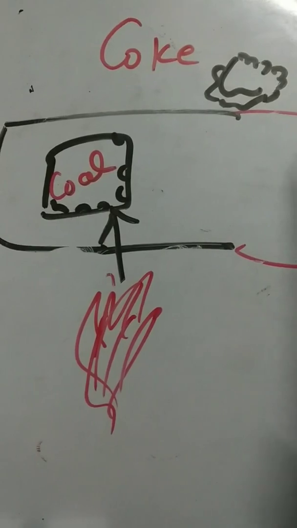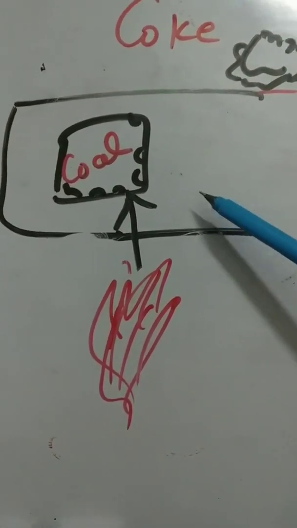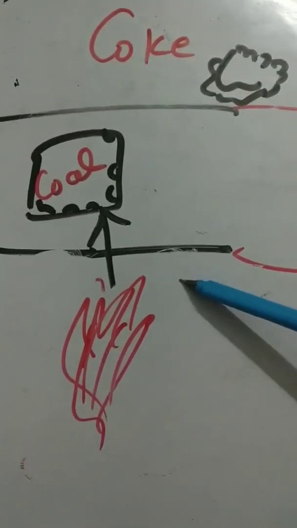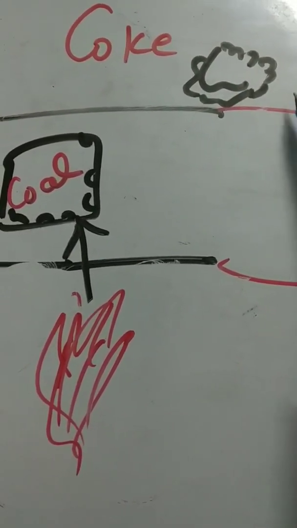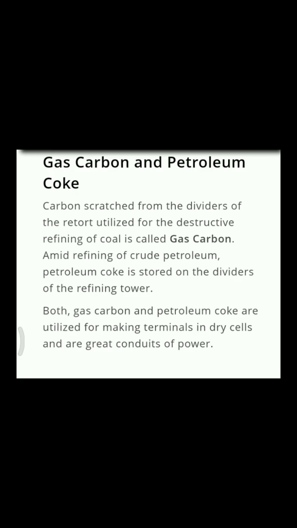Coke is obtained when coal is heated strongly in the absence of air. Coke is more porous and therefore it is more active than the coal.